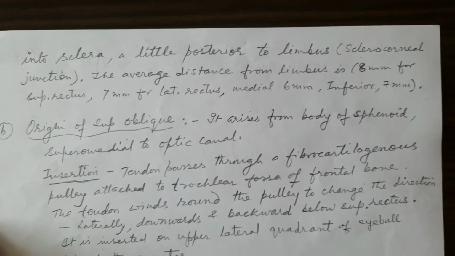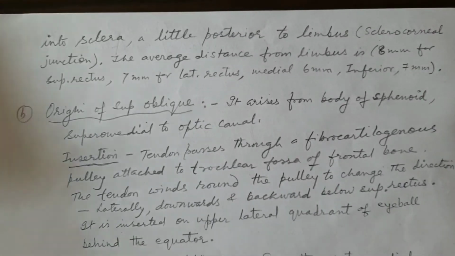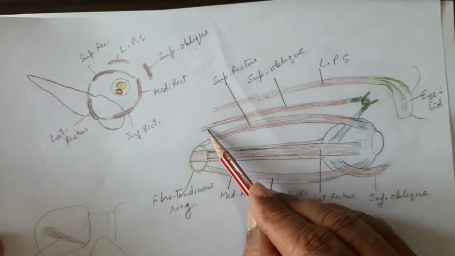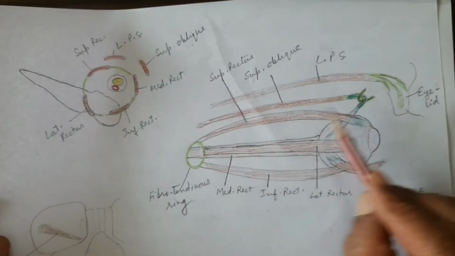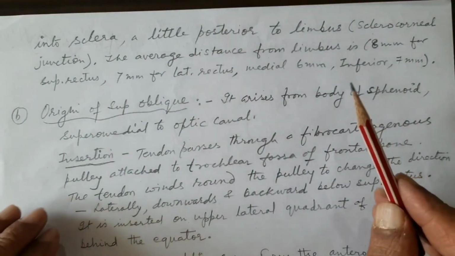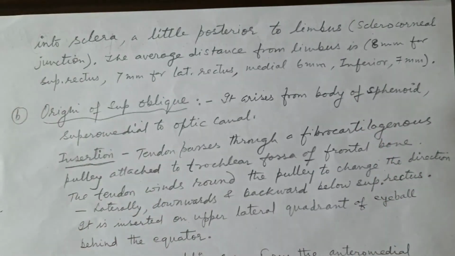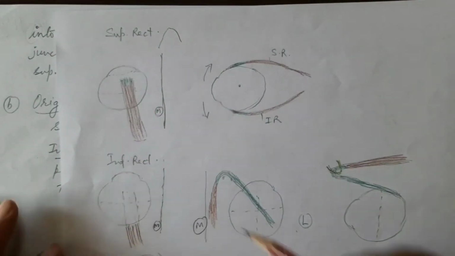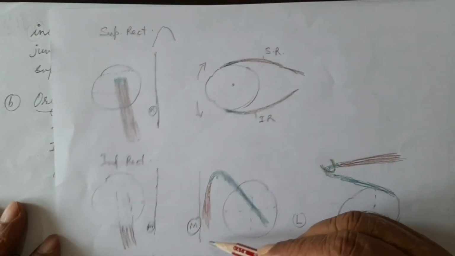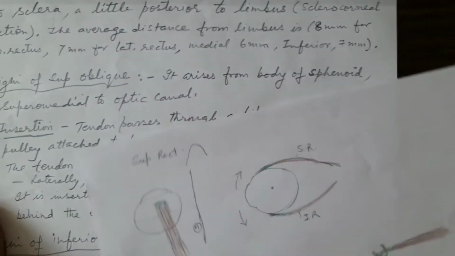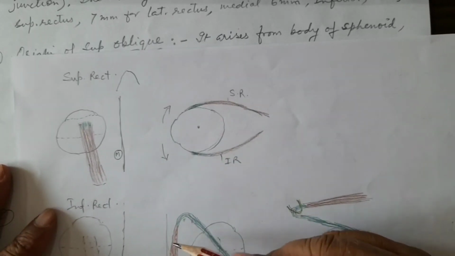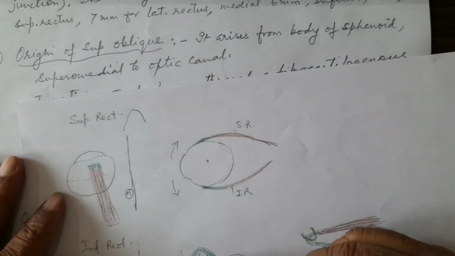Now let us come to the origin of the superior oblique muscle. Let us see in this diagram first. Here it arises from the bony origin, and then it runs very close to the medial wall of the orbit. This is the origin of the superior oblique muscle, which arises from the body of the sphenoid, and then it runs forwards.